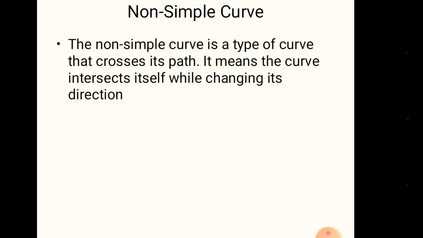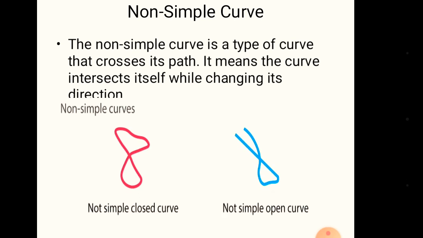Now moving ahead, we will see the non-simple curve. A non-simple curve is a type of curve that crosses its path. It means the curve intersects itself while changing its direction. For example, these are the examples of non-simple curves. As you can see in the first figure, the figure intersects at this point, there is overlapping. So this is not a simple curve, so it is a non-simple curve.